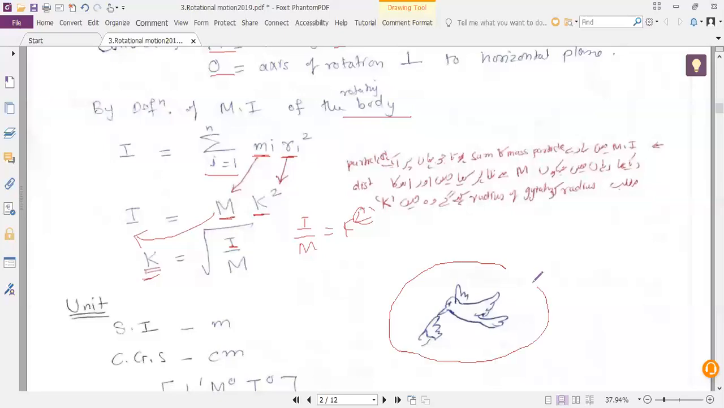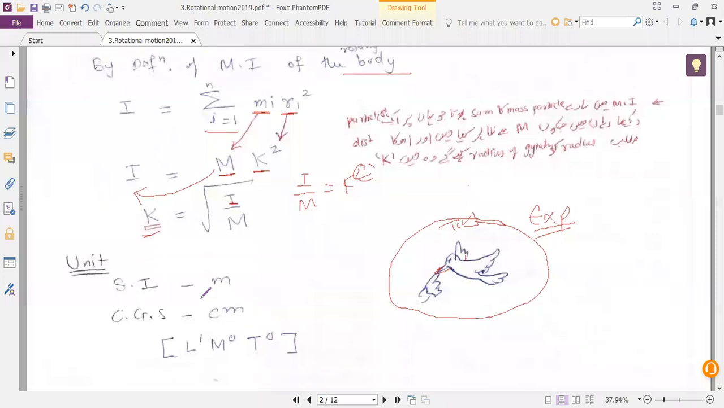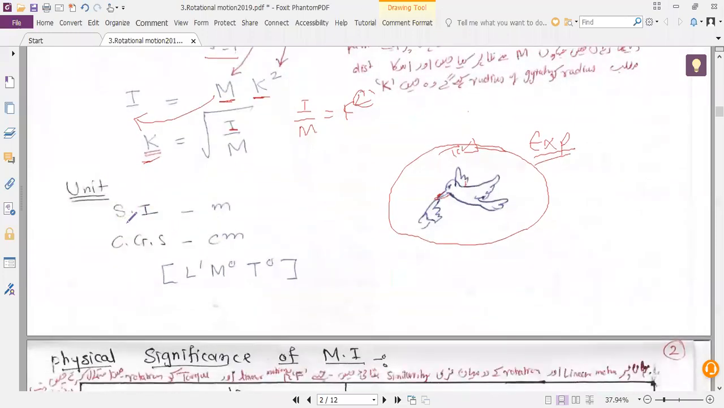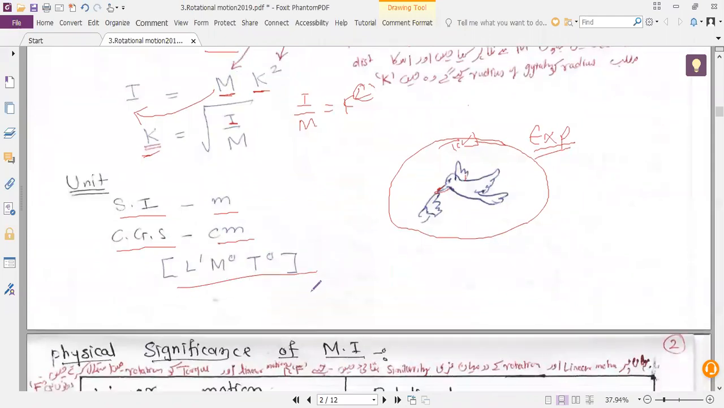See the example of radius of gyration here. Now I am balancing this bird by this mass. It represents that the whole body mass of this toy bird is balanced by this place. I hope you see this experiment. If you have not seen this experiment, check on YouTube. Okay, students, what is the SI unit of radius of gyration? Meter, and the CGS unit is centimeter. Dimension is L1 M0 T0.